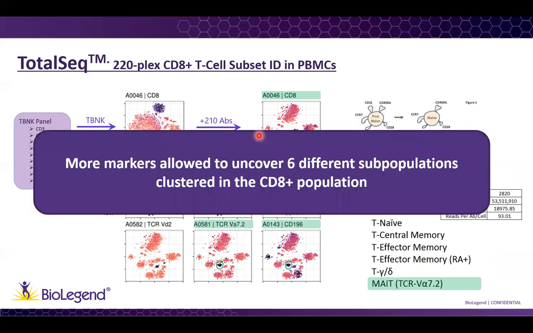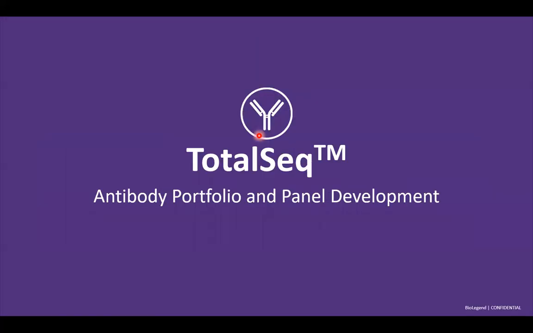And the message I want to share here is that the ability of analyzing more markers helped to uncover different subpopulations contained in what looked like a uniform single population. Now it's time to look at our portfolio and the different panels that BioLegend offers.